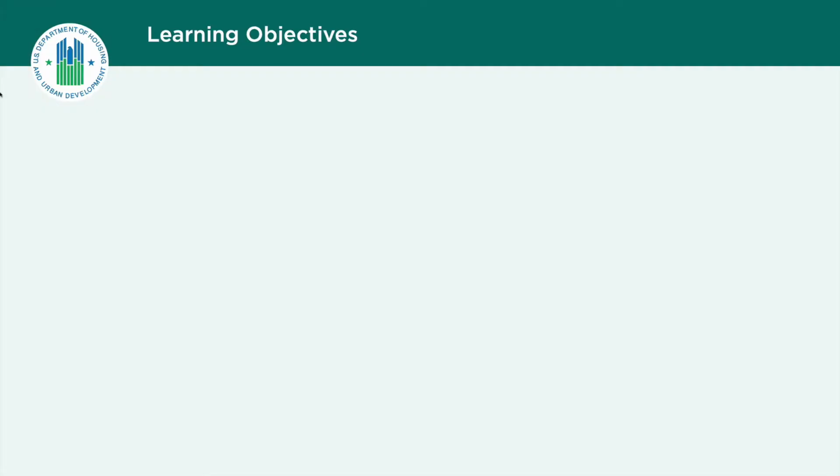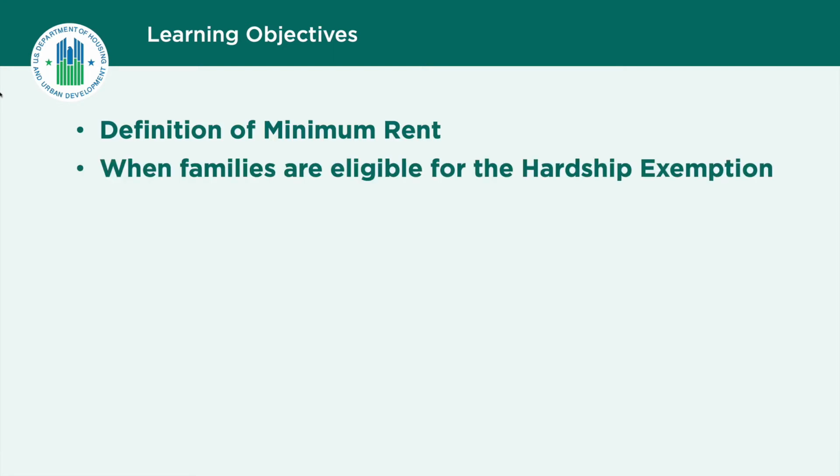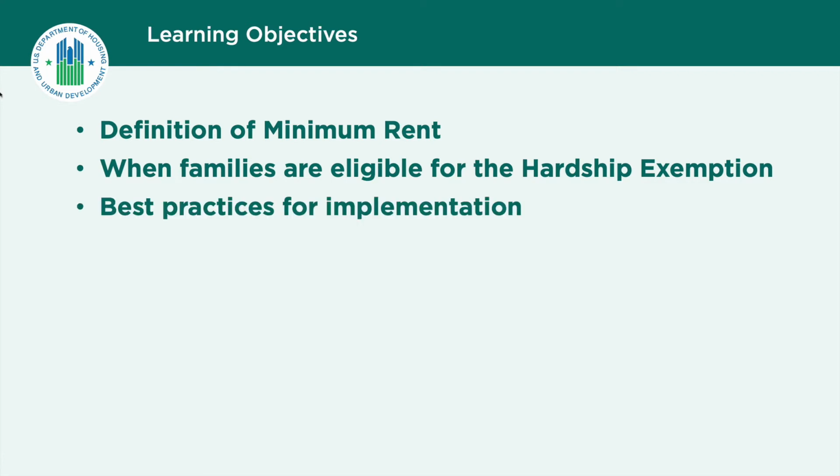The goal of this training is for PHAs administering a public housing program to understand what minimum rent is, when families are eligible for the hardship exemption, and best practices for PHAs as to how and when residents should be informed of their minimum rent and hardship exemption policy.